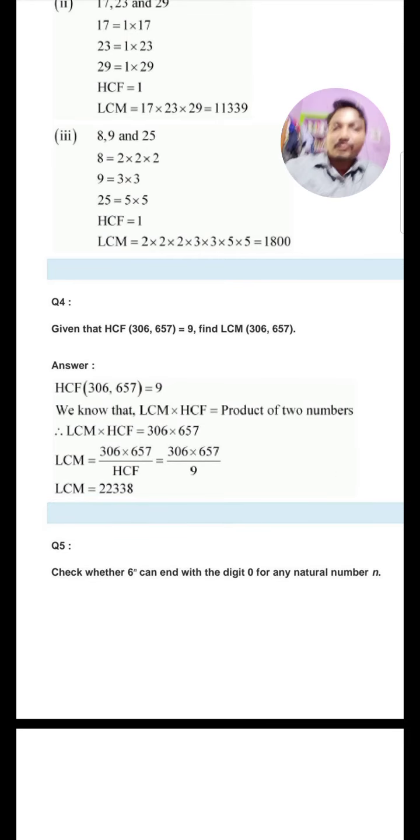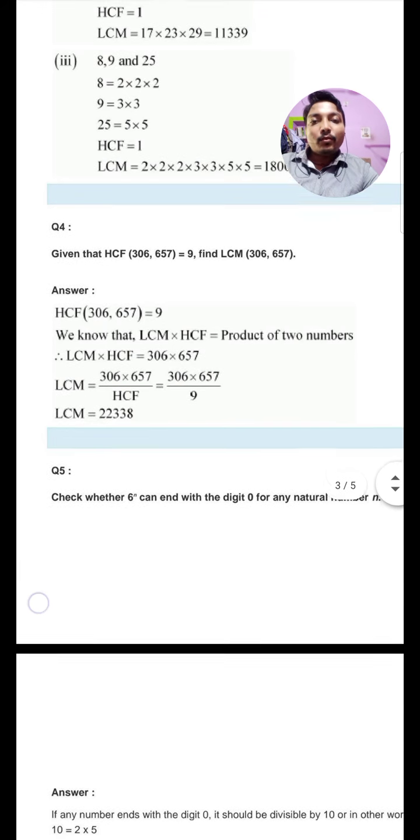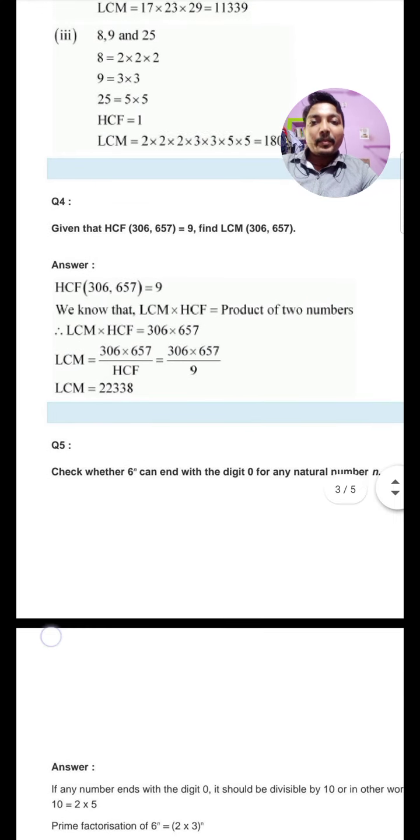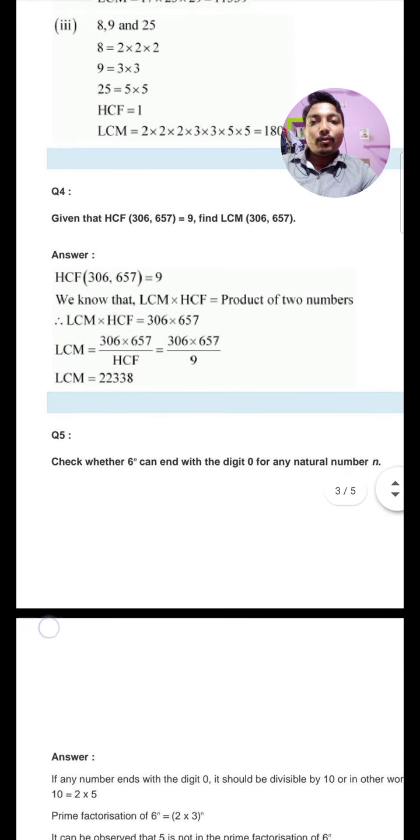Then the next question, question number 4, is given. The HCF of two numbers is given as 9, and the LCM of the two numbers is asked. You know very well that the relation between the HCF and LCM of two numbers is that the product of the HCF and the LCM is the same as the product of the two numbers. We also did this recently in question number 2.